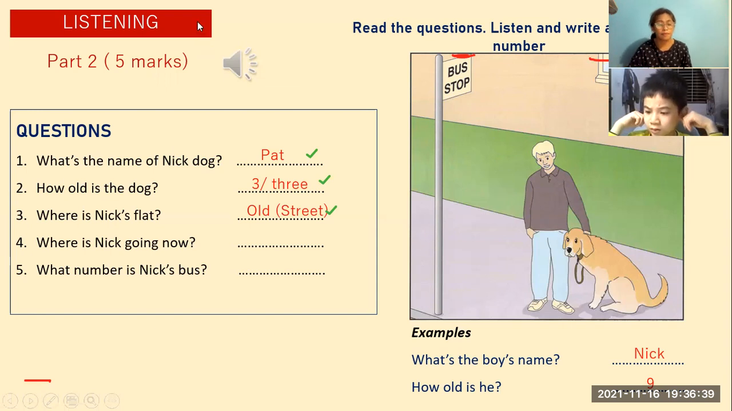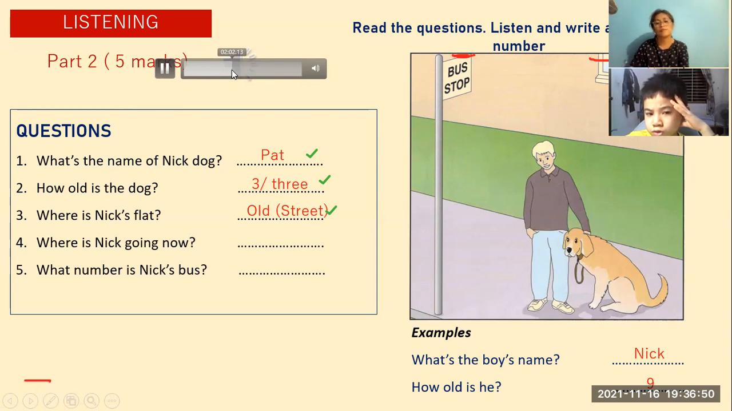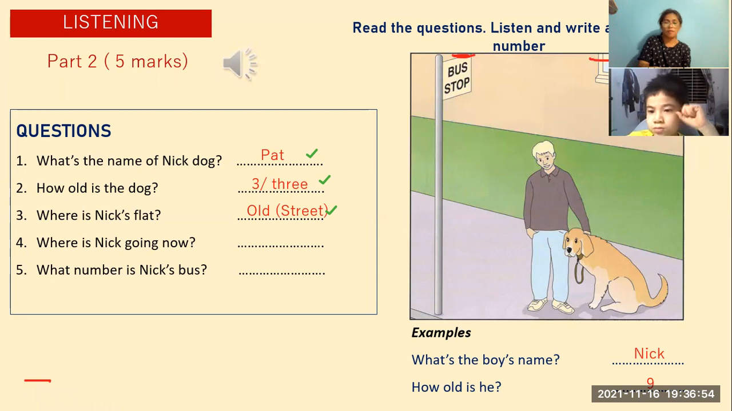Again, listen again. Number four, listen. Four. And where are you going now? We're going to Green Park. Sorry, is that G-R-E-E-N? Yes, that's right. Green. What is the spelling of color green? G-R-E-E-N.